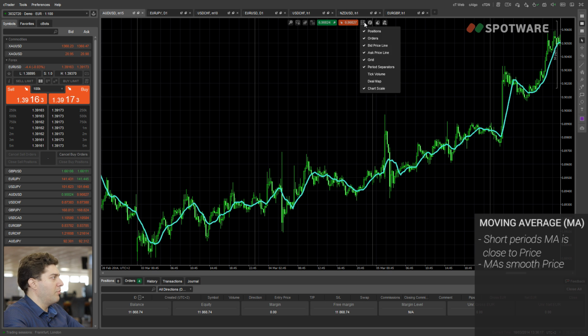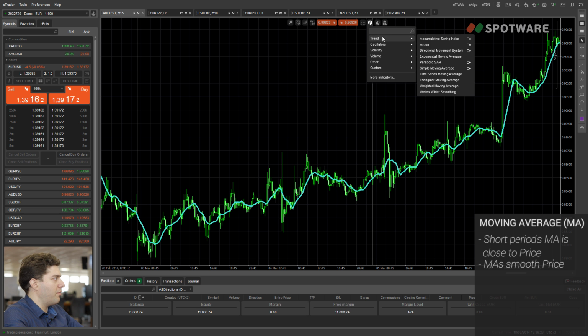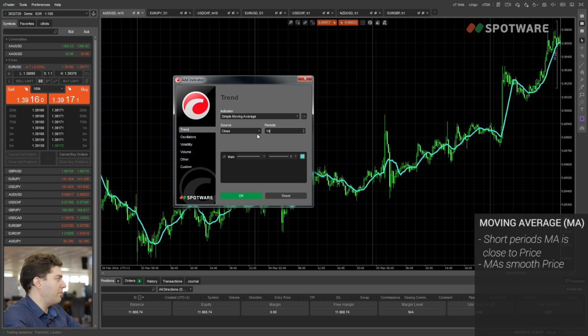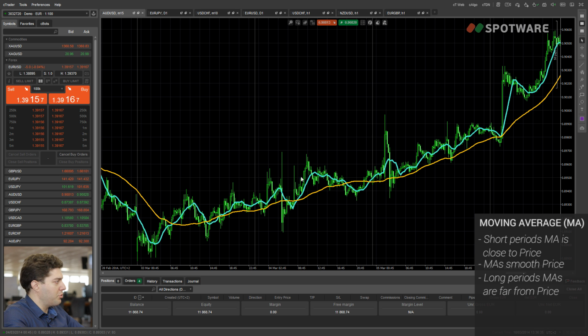A medium-term moving average, which is between 20 and 100 periods, is going to be far away from the price. Maybe not 20, maybe 50 to 100. So let's plot a 50 period moving average with another color. Let's also make it fat. You see now that because it's more periods, more candlesticks are taken into account.